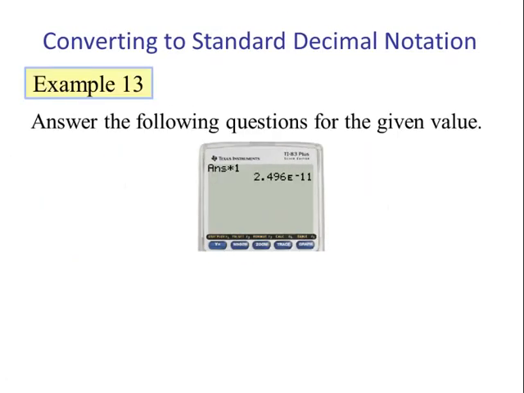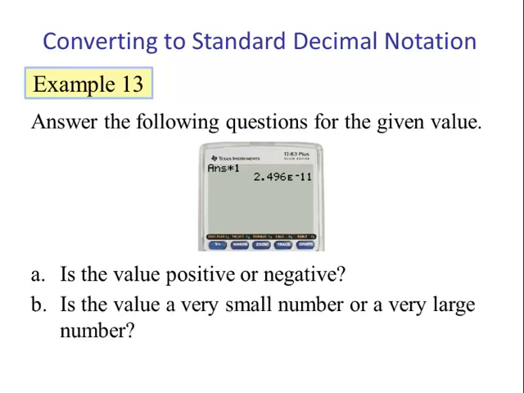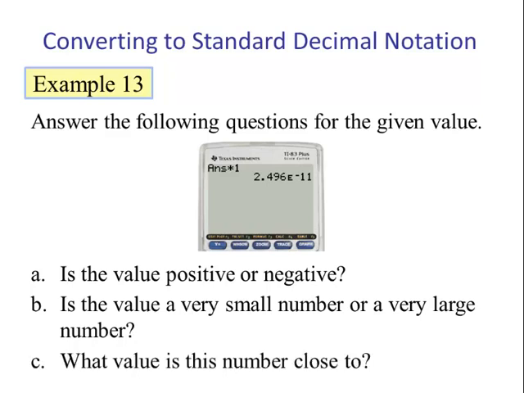Our last example. Answer the following questions for the given value. A. Is this value positive or negative? B. Is this value a very small number or a very large number? C. What value is this number close to? Well, we have 2.469 E to the negative 11.